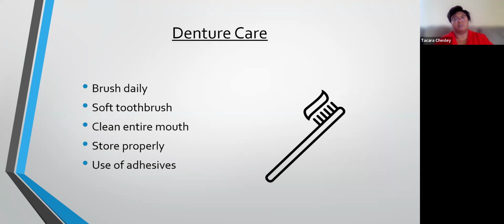Denture care is also important for a lot of our patients. With dentures, you want to brush them daily, rinsing them before you brush to help get off any extra food that may be there, and you want to use a soft toothbrush so you do not scratch the dentures. You also want to clean the entire mouth, including the gums, the tongue, the roof of the mouth, as well as the cheeks. So even our patients who have a couple of teeth and maybe not a full set of dentures, it's important to brush those teeth as well as the entire mouth.